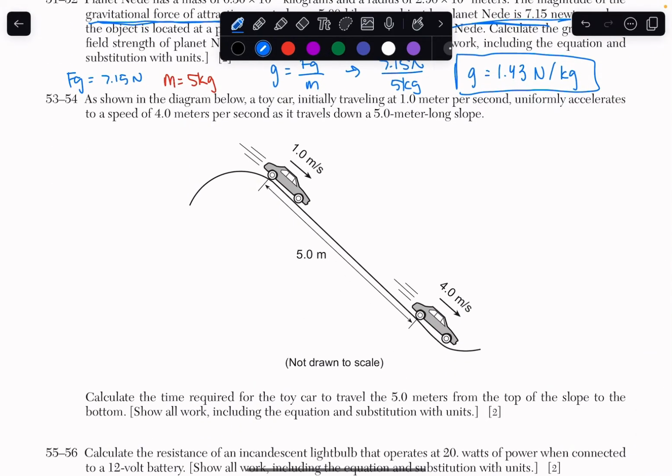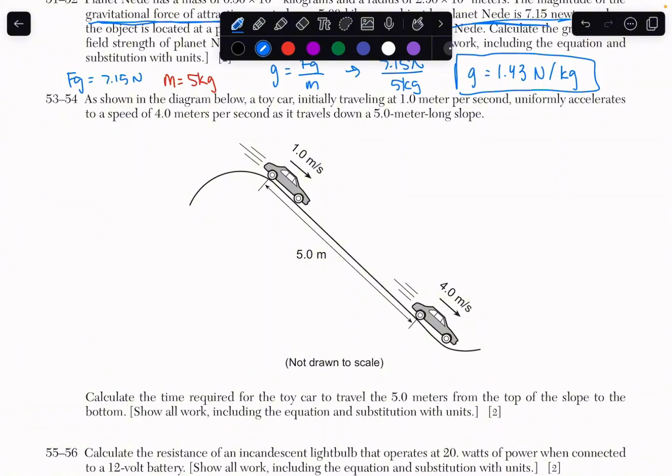53 to 54. As shown in the diagram below, a toy car initially traveling at 1 meter per second uniformly accelerates to a speed of 4 meters per second as it travels down a 5-meter long slope. Calculate the time required for the toy car to travel the 5 meters from the top of the slope to the bottom. So, the first thing that we're going to do here is write out all the information that we know.